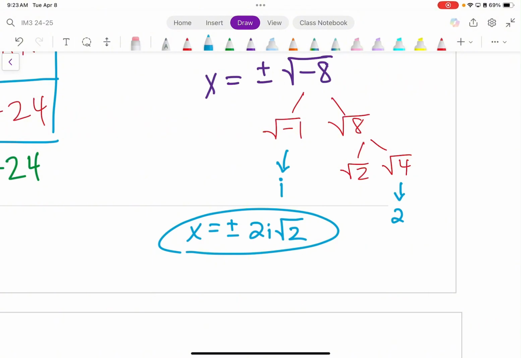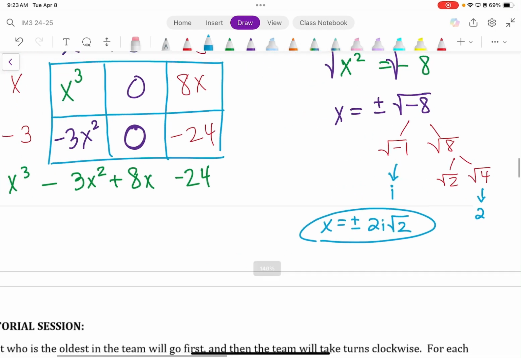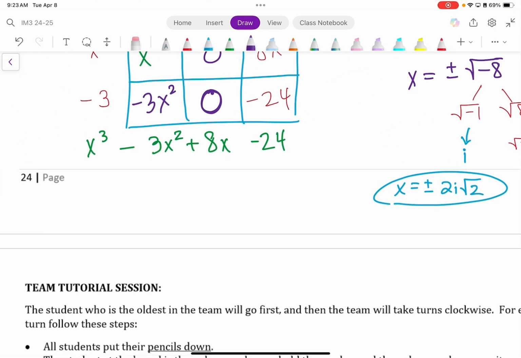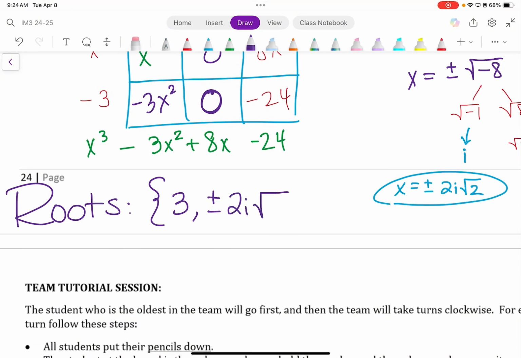I hope you still have space on your paper because we have to write our statement roots. So I'll go ahead and do that here on the side, nice and big for everyone to see. So the roots in this question are 3 and then plus and minus 2i radical 2.